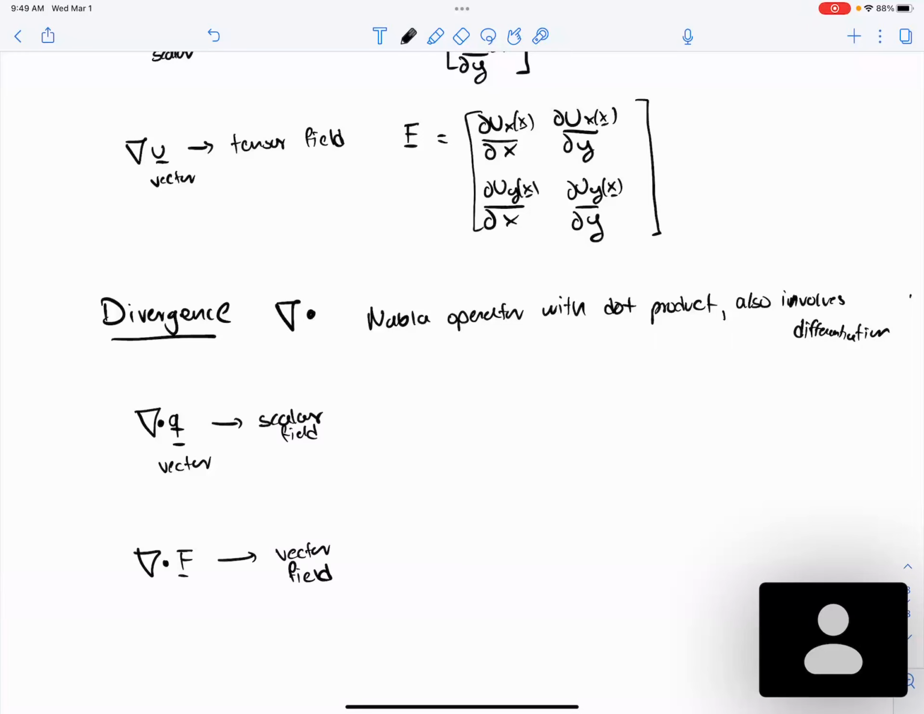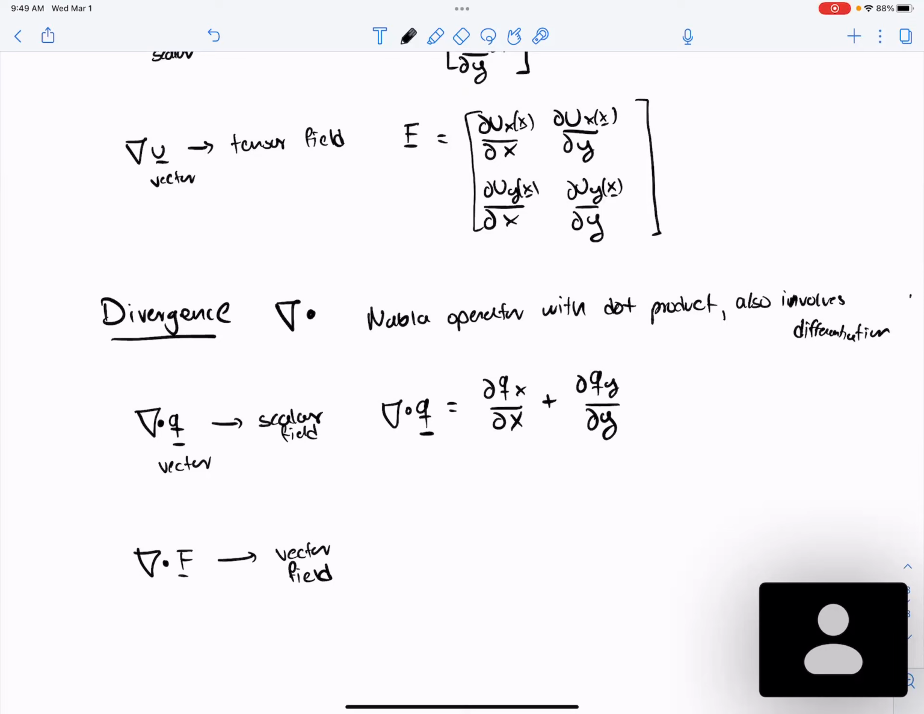What does it look like? If I want the divergence of Q, that one is going to be a scalar, and it's going to be the derivative of the x component with respect to x plus the derivative of the second component with respect to y. So this is a scalar. It takes in the two components of Q. Q is a vector and has an x component and a y component, and the divergence is a scalar. It does use both components, but it adds them up.